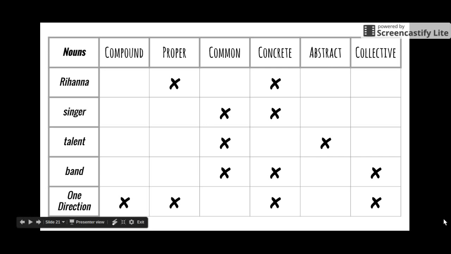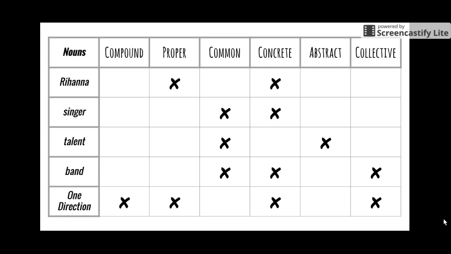And then you've got the word talent. Okay, the word talent is not compound. It is not a proper noun. It's a common noun. It is not a concrete noun. Even though you can see the results of someone having talent, you cannot actually see talent itself. So that makes it an abstract noun. Abstract because it can't be seen or tasted or heard or smelled or touched. It's an idea. It's a quality. And it's not collective either. It's one thing. It's not a group of things.